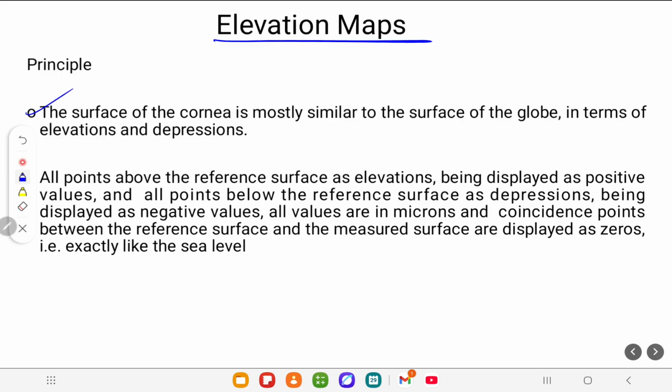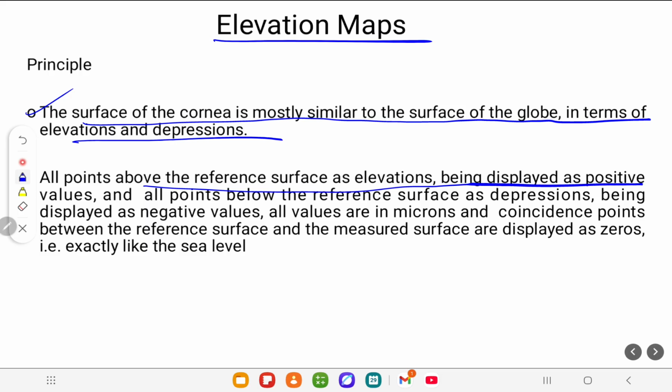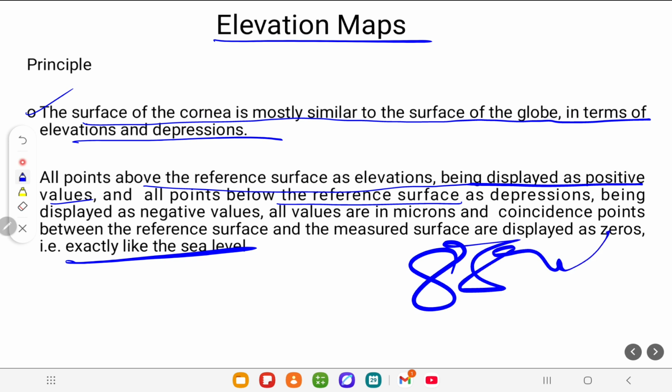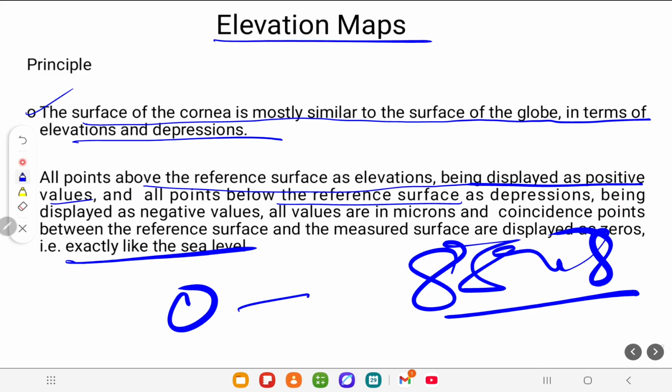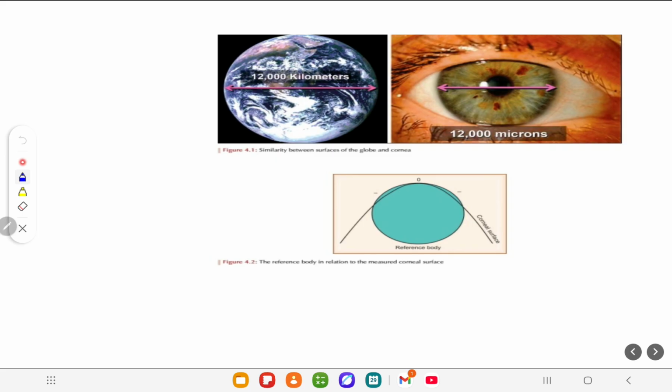So let's discuss the elevation map. The elevation map means the surface of the cornea is compared to the surface of a globe in terms of elevation. Basically, all the points above the reference surface are elevated, displayed as positive, and all the points below the reference are displayed as negative. Isn't it simple? And all the points that exactly coincide with the reference are zero, like sea level. Mount Everest is 8848 meters from sea level, at sea level it is zero, and below sea level it is minus whatever. So it's very simple. The elevation map means like this.